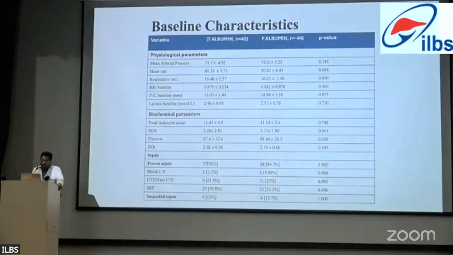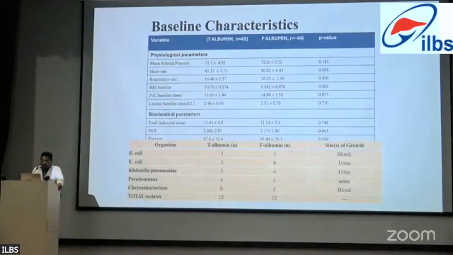Culture positive, we have a total of 27 patients who are culture positive, where E. coli is the most common, seen in the blood culture of 6 patients and urine culture of 8 patients. Klebsiella pneumoniae is the second most common, seen in 7 patients in the urine sample, and only 1 patient had a rhizobacterium in their blood.